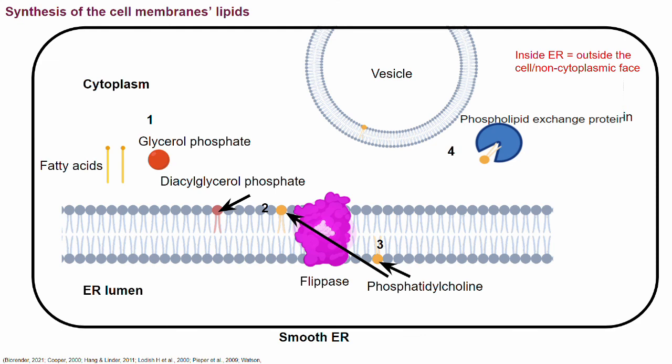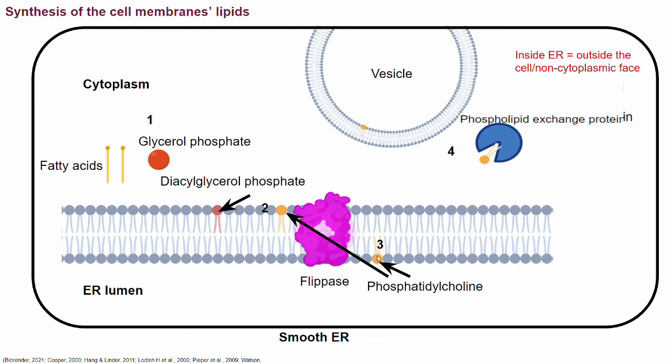Now, the third step is the flippase step. So this assigns the lipid produced to the appropriate leaflet. So basically, if this lipid is produced for the cell membrane, and this lipid means the phosphatidylcholine, then it will be flipped to the inner leaflet, because this leaflet will face the outside of the cell, as I said before. Inside the ER, outside of the cell, or non-cytoplasmic phase.